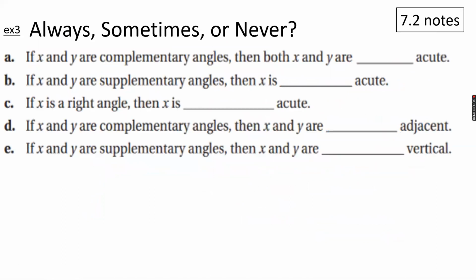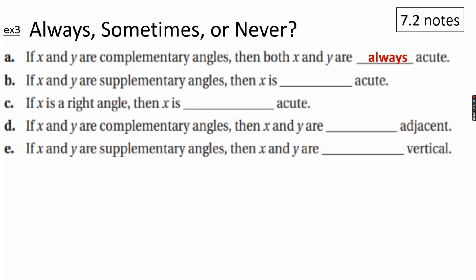Now you're going to tell me always, sometimes, or never. So if x and y are complementary angles, then both x and y are acute. Are they always, sometimes, or never? I want you to think about that for a second. Complementary angles means that it is 90 degrees. So if they are complementary angles, they're going to add up to 90 degrees, which means that they always have to be acute. Because remember, acute is anywhere from about 0 degrees to just below 90 degrees, and exactly 90 gives us a right angle.